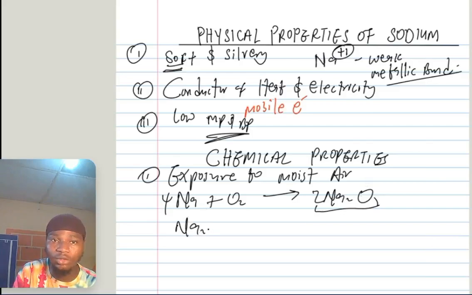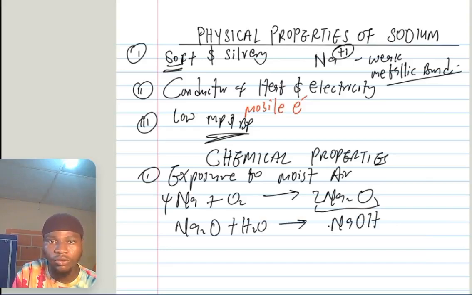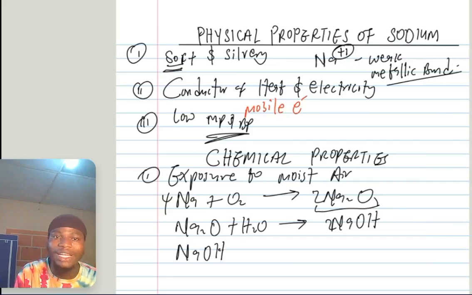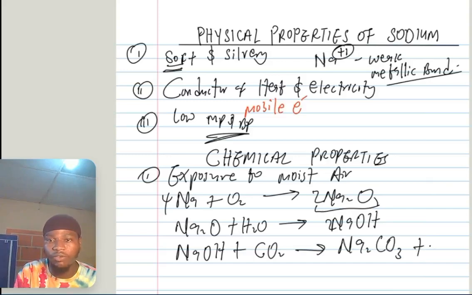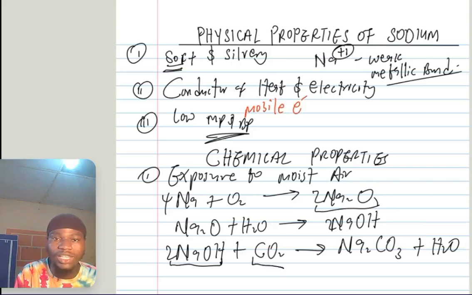Sodium oxide, when exposed to air, can react with water again to form sodium hydroxide, NaOH. This sodium hydroxide being formed here, it is also possible that it reacts with carbon IV oxide, which is also in air, to give me sodium trioxocarbonate IV. It is possible for me to have this. So remember, when it is exposed to air, it can come in contact with carbon IV oxide to give us sodium trioxocarbonate IV.